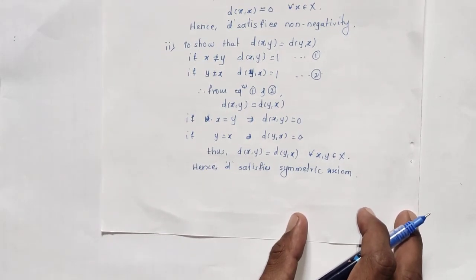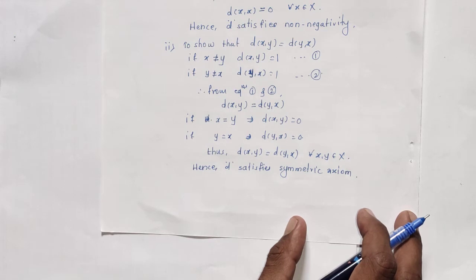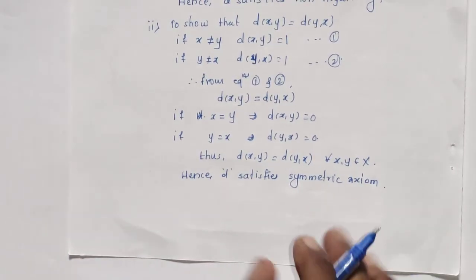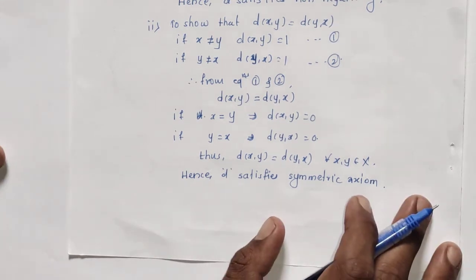Now we are going to prove the third property. The third property is the triangle inequality.